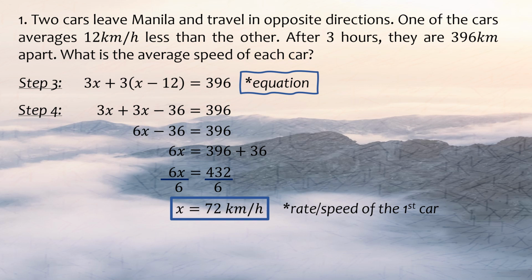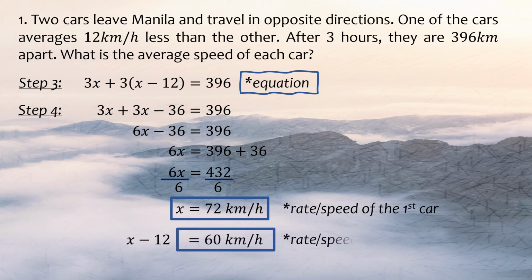So, paano natin mahahanap yung rate or speed of the second car? We have to subtract 12 from the value of x na nakuha natin, which is 72. Therefore, this is equal to 60 kilometers per hour, which is the rate or speed of the second car.